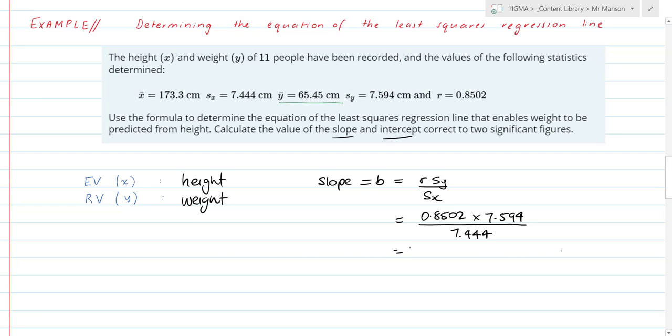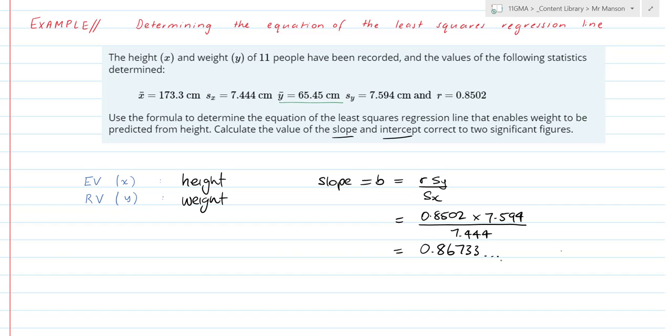It's outside of my control. 0.8502 times 7.594 divided by 7.444 is equal to 0.8673. The question says to two significant figures. So I come from the top end and count from the first significant figure. Keep in mind, some zeros are important. For example, in 0.102, that zero is important because it's between two non-zero digits. But in this case, that zero is not important.